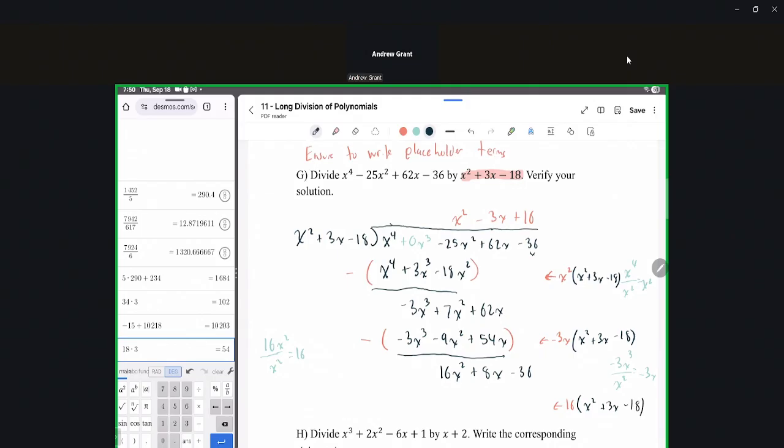Okay, so 16 times the x squared is going to be 16x squared. 16 times 3 is going to be 48. And 16 times 18 is going to be 288, the negative variety.